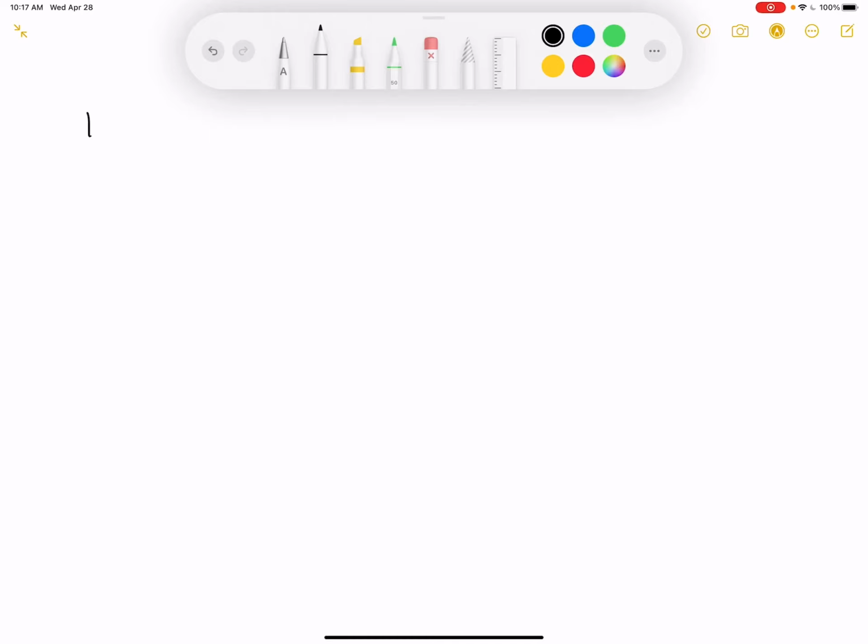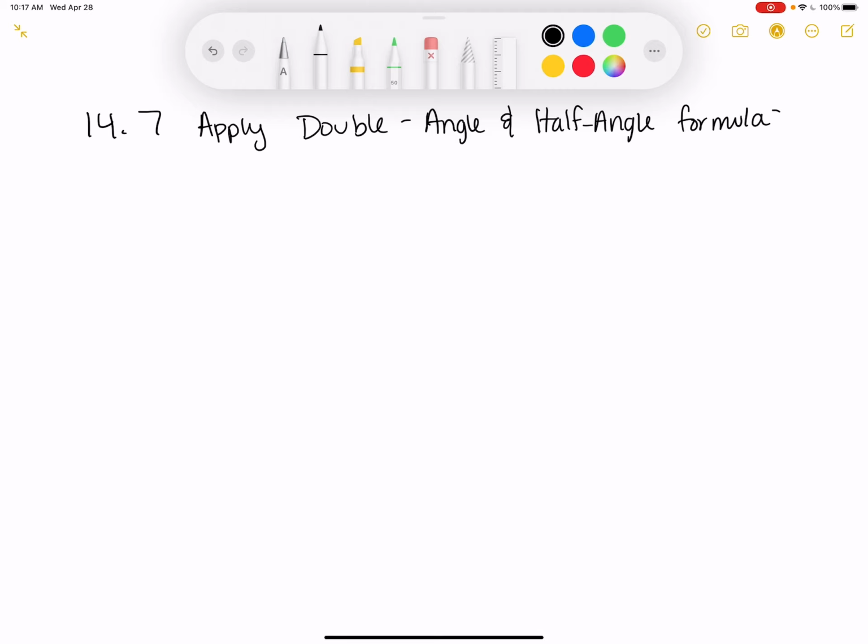All right, 14.7. Apply double angle and half angle formulas. This is the hard one. All right, double angle and half angle formulas.